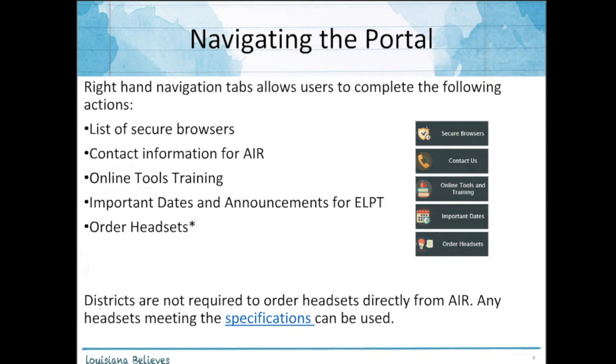On the right-hand side, we have a number of other hot buttons. The list of secure browsers and where they can be downloaded from is there as well. You want to make sure you scroll all the way down because that is where the downloads are available. We have a contact. You can contact the company. The company is the American Institute of Research. They are the vendor for the ELPT assessment.